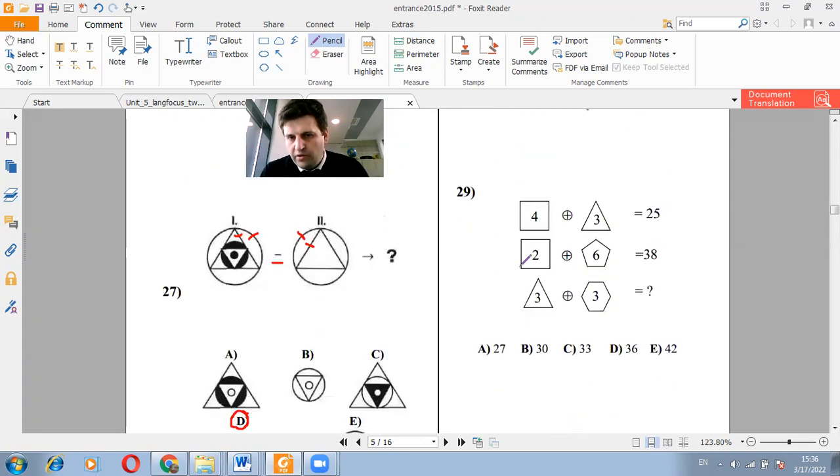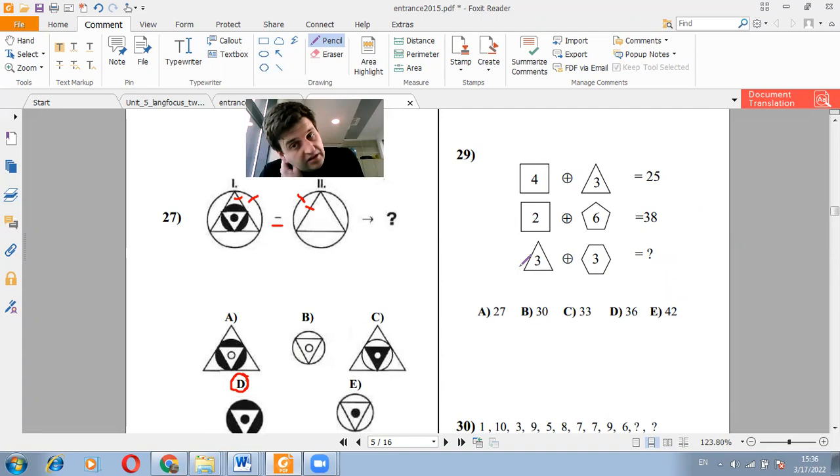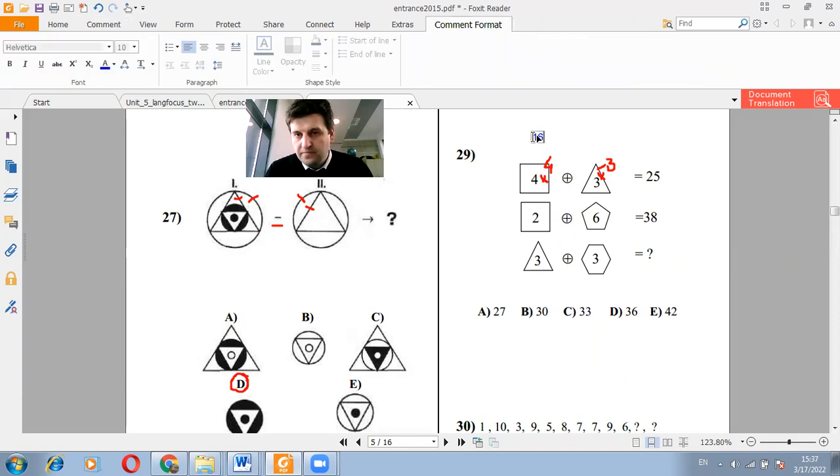Okay. Question 29. As I told you earlier, you have numbers and shapes. So these shapes represent numbers as well. So we have a square. Square means 4. And then we have a multiplication here. This is one of the questions that appeared in the previous entrance exams, so you can be familiar with that one. So 4 times 4 is 16, and plus 3 times 3 is 9. So the result is 25.